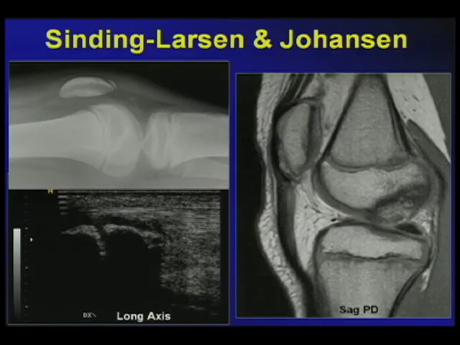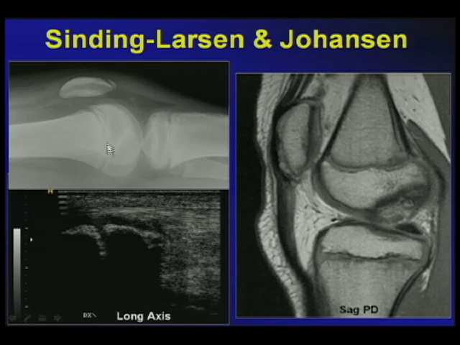The adolescent equivalent to jumper's knee is known as Sinding, Larsen, and Johansson disease. If you look at the upper left-hand image with the radiographs, you'll notice that there is a cortical disruption at the apex of the patella. This is not a fracture.